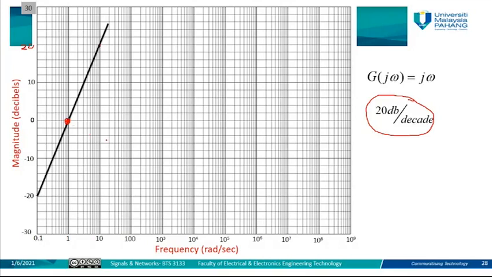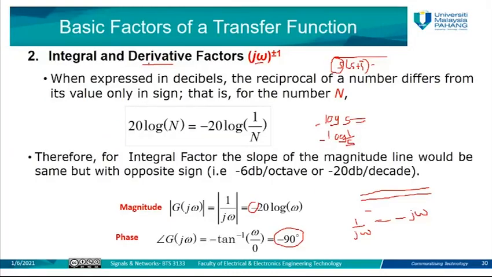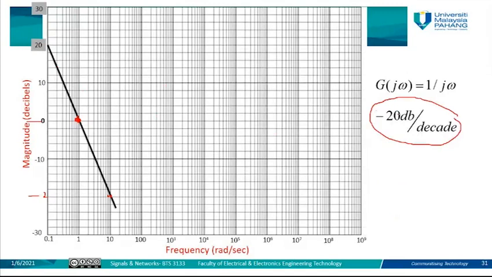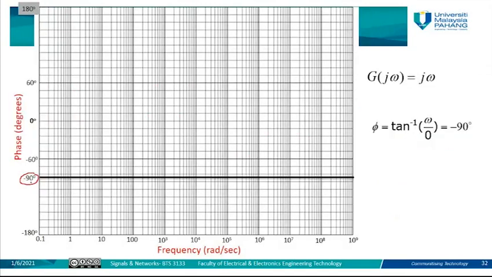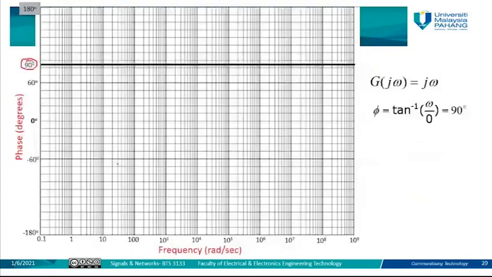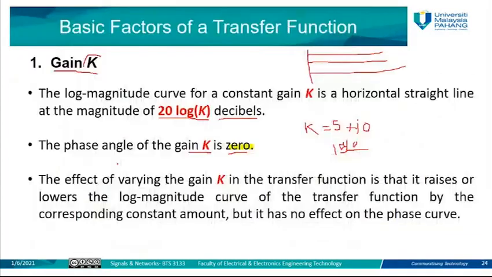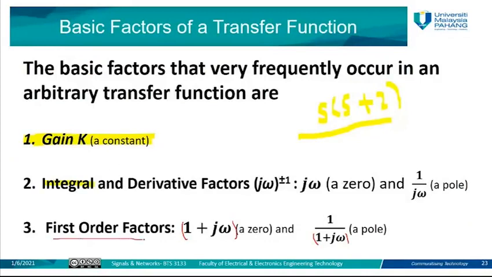Okay, so now, the second element is the derivative here, or the pole at the origin. We learned how to draw it with negative 20 dB per decade, and the angle is negative 90. The fourth element here, based on these components that we have, is the first order factor. First order factor means you have a zero or a pole, and this zero or pole represents just a single value with the first order equation. First order means the power here is only omega, no omega square. We are not talking about the second order system. We are talking about the first order system.